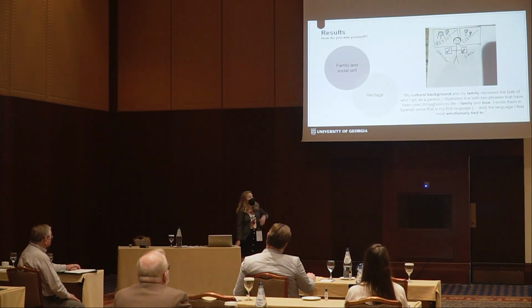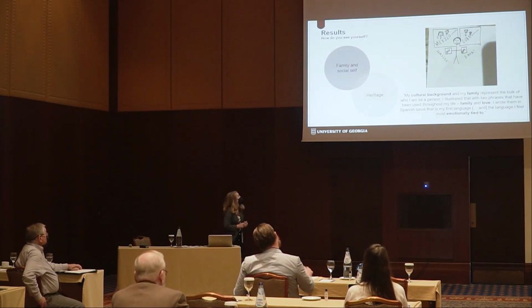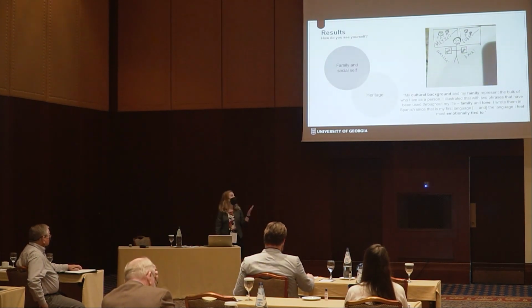So with this same image, you can see that in the narrative, this student talked about the importance of family and the social self, as well as heritage, of influencing who he is today. He decided to use the words familia and amor because he has Mexican and Cuban heritage, and that is the language that he felt most closely connected to. So these themes were highly convergent with the semiotic analysis.